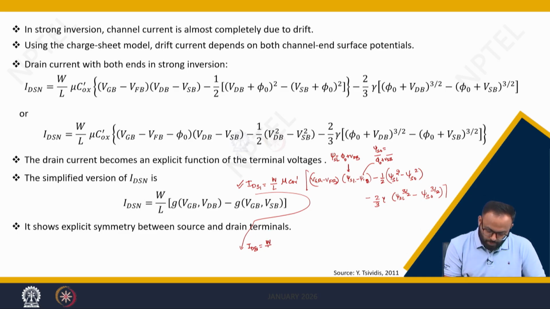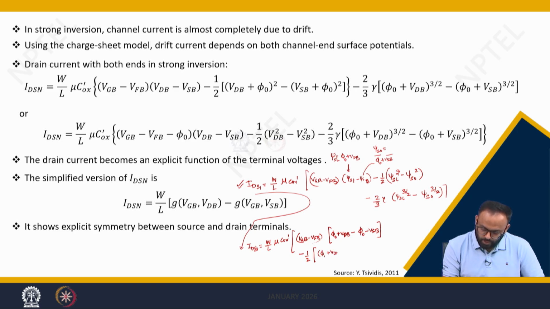So IDS can be written as W by L mu into COX dash into VGB minus V flat band voltage into phi naught plus VDB minus phi naught minus VSB, minus half of phi naught plus VDB whole square minus phi naught plus VSB whole square, minus 2 by 3 gamma in brackets phi naught plus VDB to the power 3 by 2 minus phi naught plus VSB to the power 3 by 2.